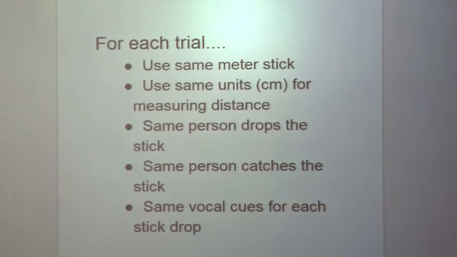In this case, we want to make sure that the distance the meter stick falls is affected only by which hand Mr. Erickson uses to catch the stick. Since Mr. Erickson used controlled variables, we can be sure that his results are fair.